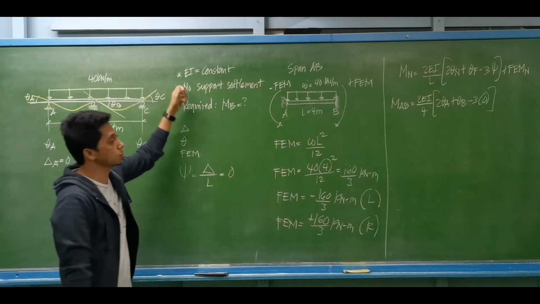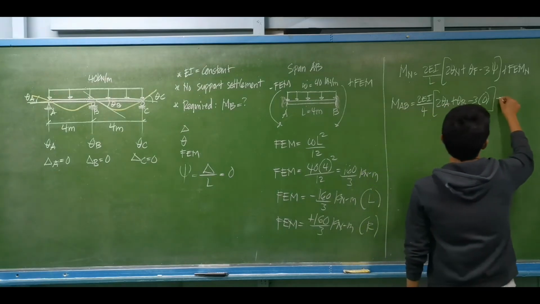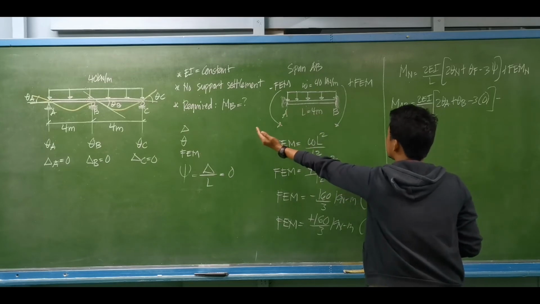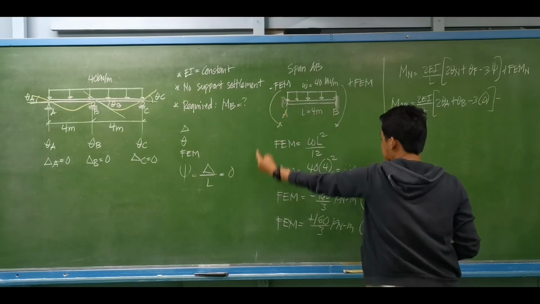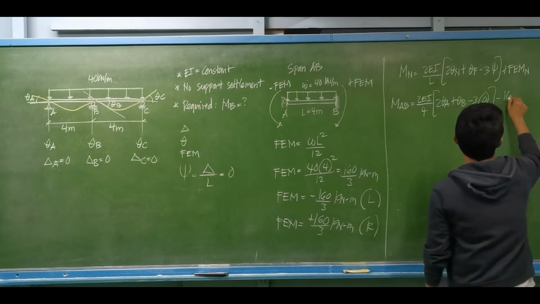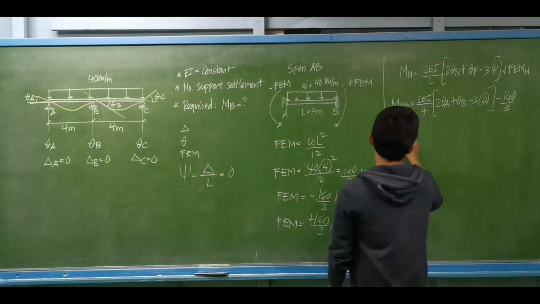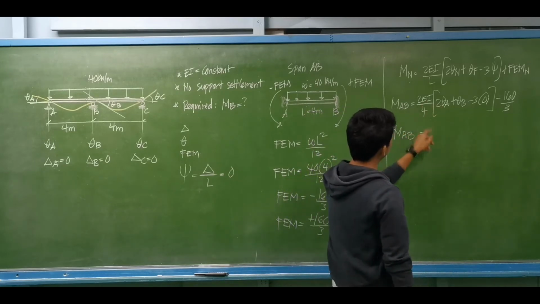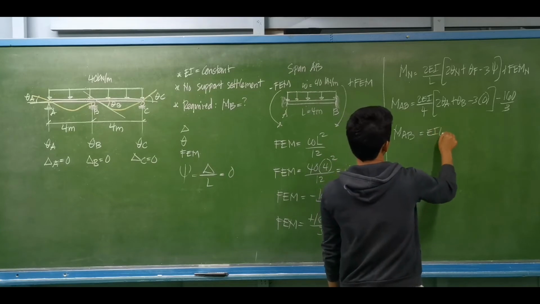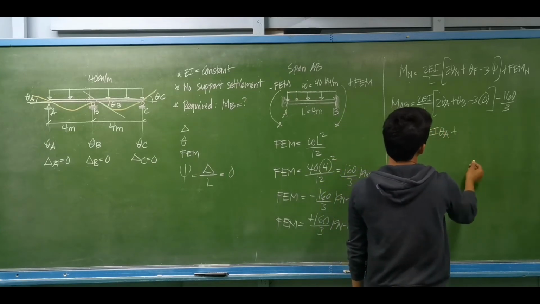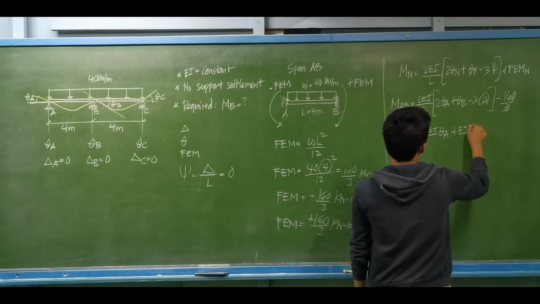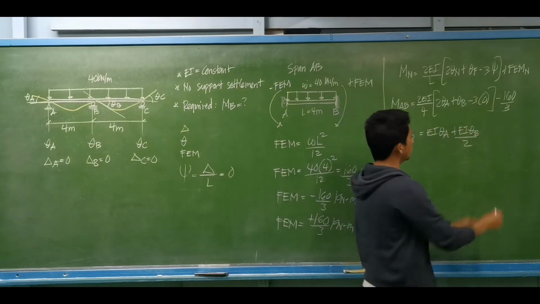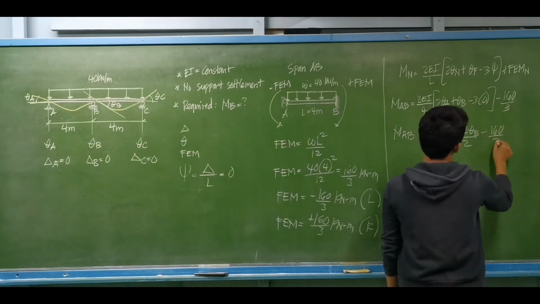Again, for this case, no support settlements. Then plus the fixed end moment on the left side, AB, which is negative 160 over 3. So we simplify: the moment for member AB is equal to, 2 times 2 is 4, EI theta A, plus EI theta B, divided by 2, this is 2 over 4. Then 0 minus 160 over 3.